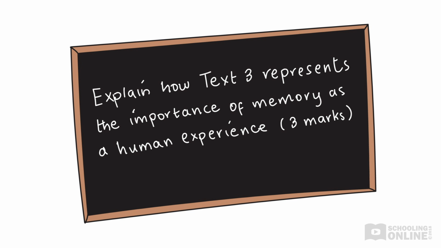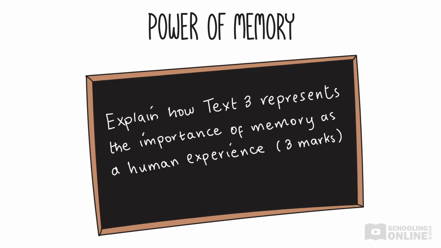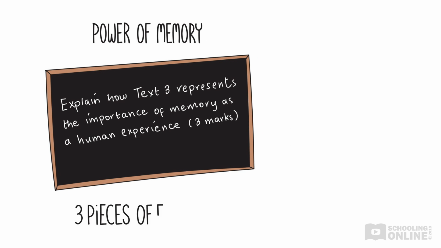As you can see, this whole extract is all about how powerful memory can be, which is perfect because the question wants us to explain how the text represents the importance of memory as a human experience. It's a 3-mark question, so you need to pick 3 aspects of the story that relate to the question.